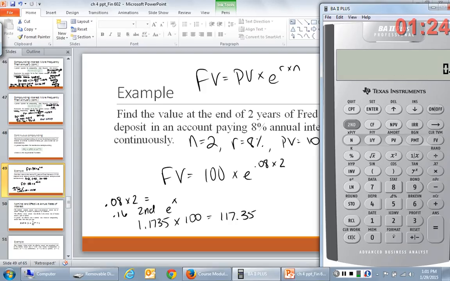So you do your interest rate, 0.08 times 2, that equals 0.16. So you push second and the natural log button, and that tells you that the exponential function raised to 0.16 is 1.1735, and now you multiply that by 100. So it's $117.35.